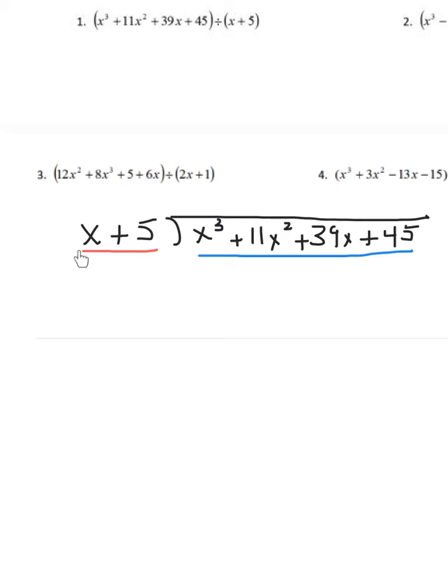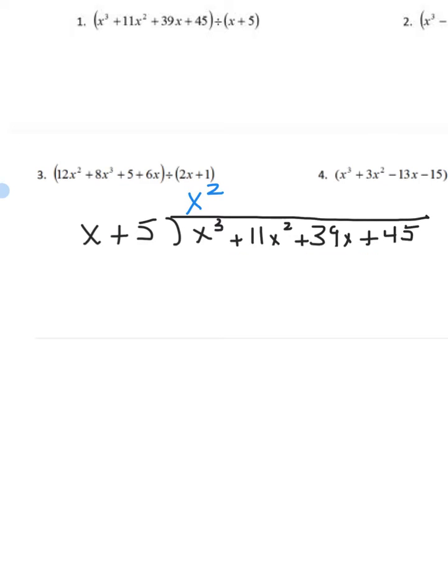It'll come into play here in a minute. But what we're looking at is how many times does this x go into this x cubed. So we know that this x can go into this x cubed x squared times. So how do we know that's x squared? Well, we know that because x squared times x is x to the third. So not only do I need to multiply my x squared times x, I need to multiply my 5 times x squared.